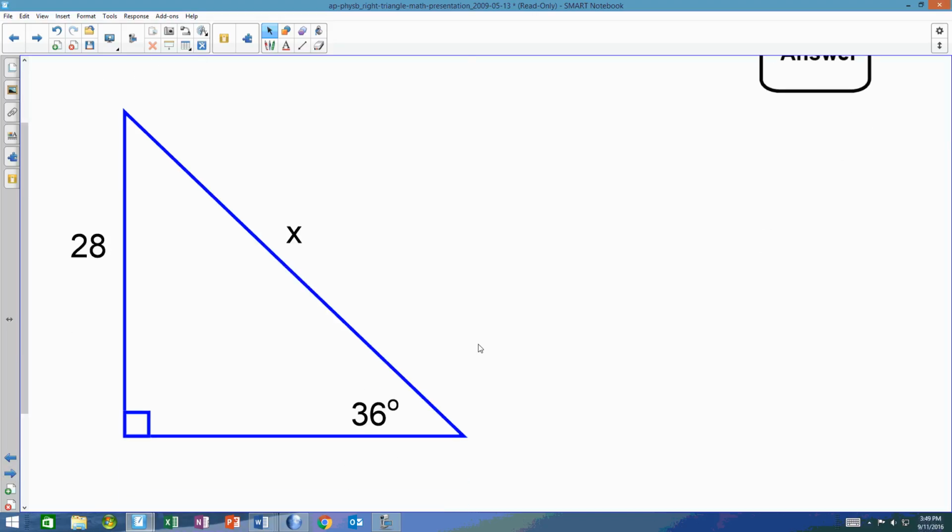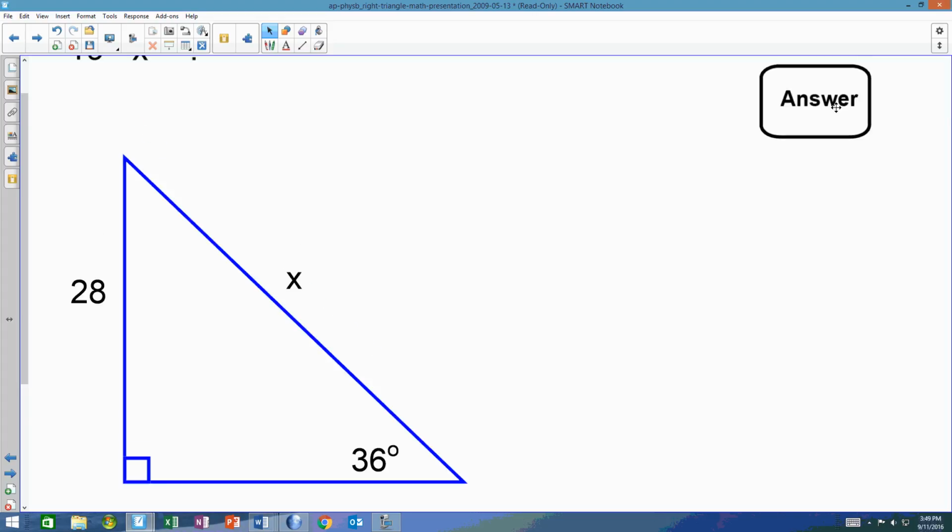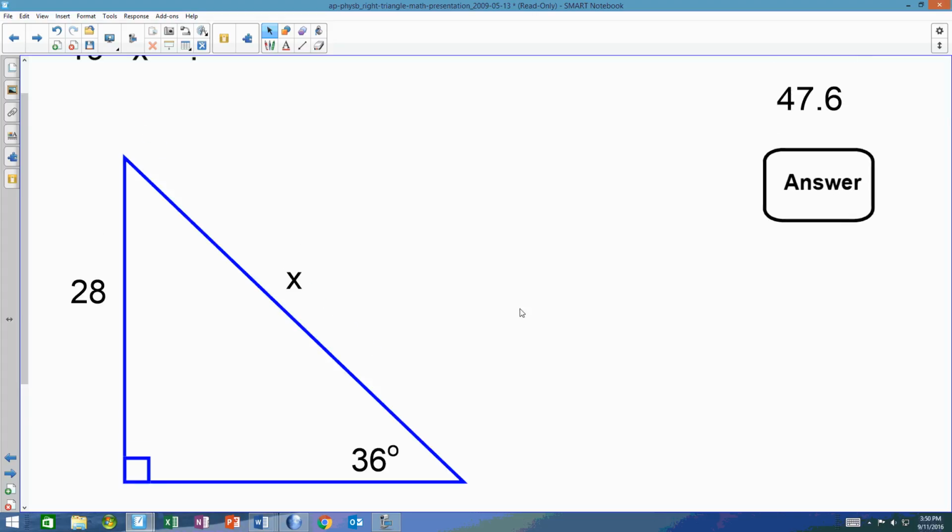Okay, so here let's solve for x. If you need more time, pause the video. We have the angle theta, we have the opposite side and the hypotenuse. Opposite over hypotenuse is going to be sine theta. So we're going to use the sine of 36 degrees is equal to 28 divided by x. And we'll solve for x. You should have gotten 47.6.